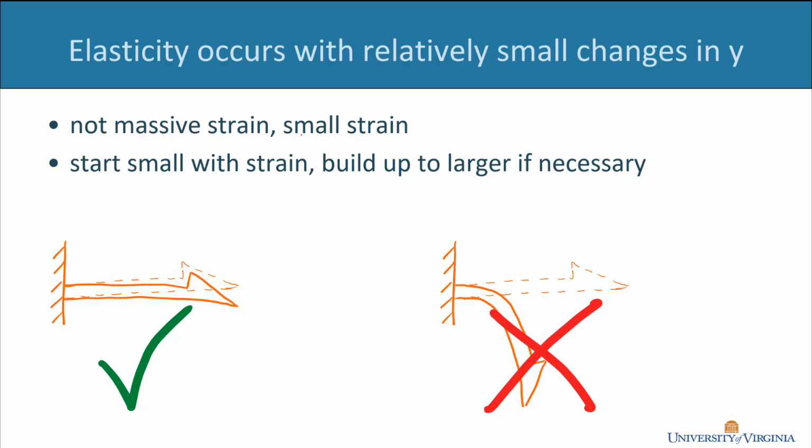So start small. If you find out that it's not strong enough to hold the part, like the little snappy part isn't snappy enough, then maybe make it so that you have a larger deflection. But starting with too big of a deflection can lead to places where the part just breaks.